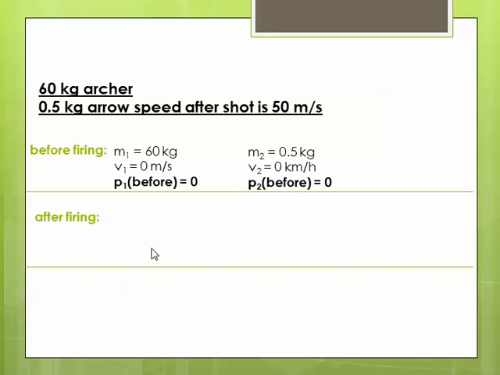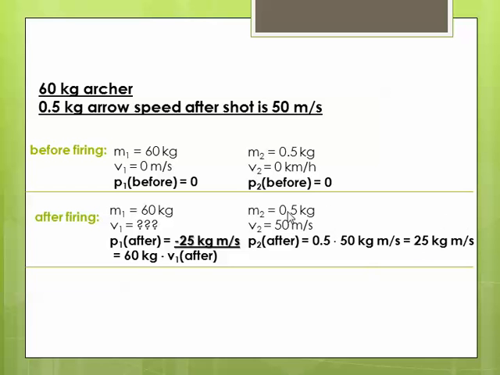After firing, the linear momentum of the arrow is given by the mass and the velocity. 0.5 kilograms times 50 meters per second equals 25 kilograms times meter per second. This is the linear momentum of the arrow after firing. Now the linear momentum of the archer after firing is given by the linear momentum of the arrow, because the sum of the linear momentums after must match the sum before. Before, the sum is 0, so here the sum must also be 0, and this is why the linear momentum of the archer must be equal in size but opposite in sign, minus 25 kilograms times meter per second. Now we know the mass of the archer, so we can calculate the velocity of the archer, because linear momentum is given as mass times velocity.